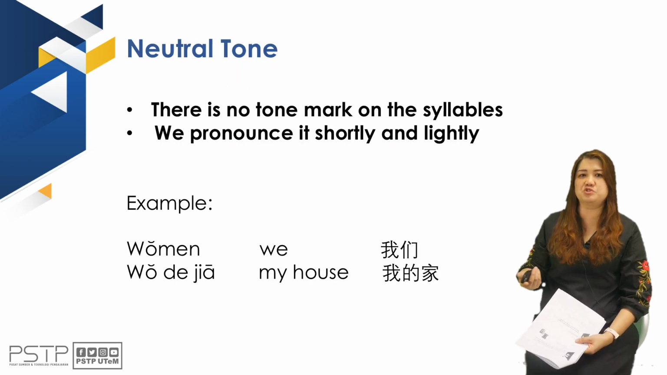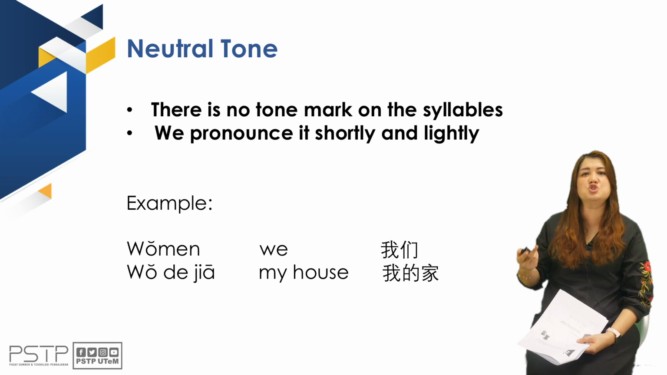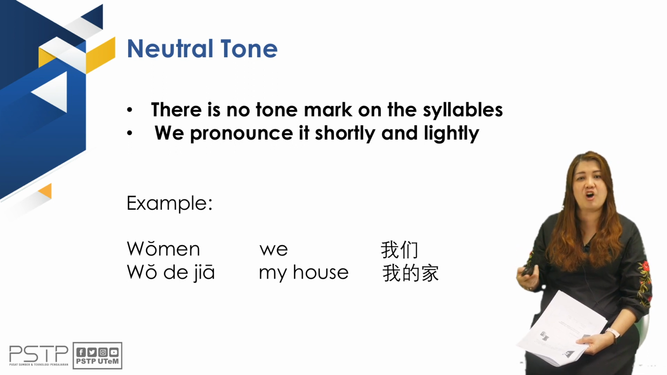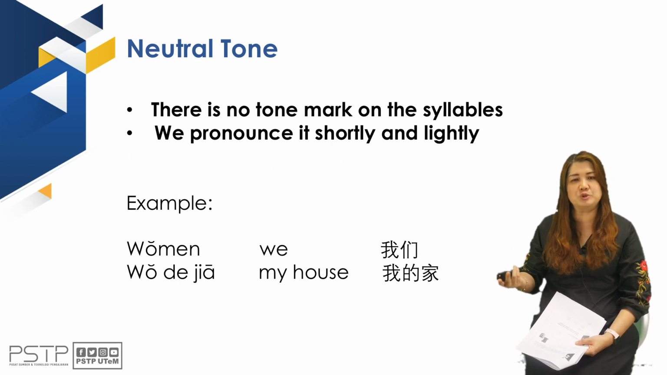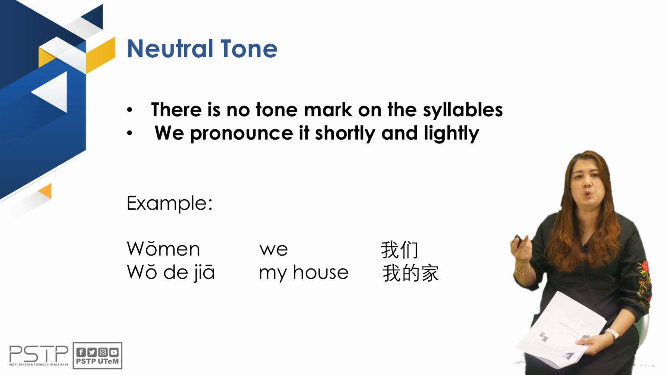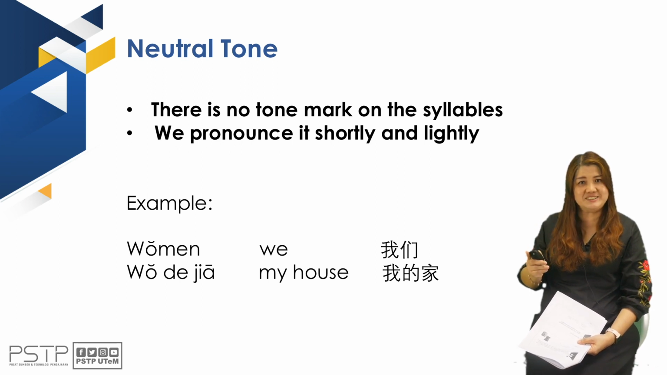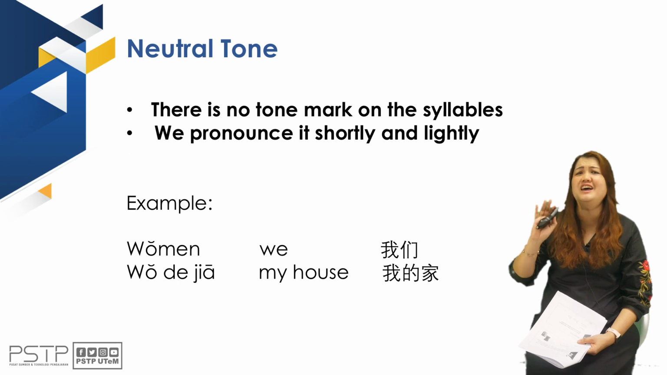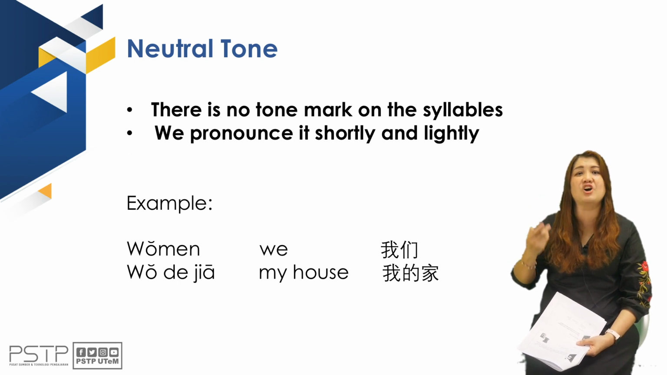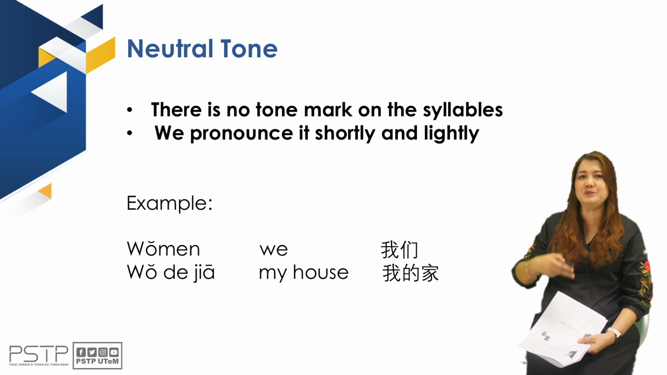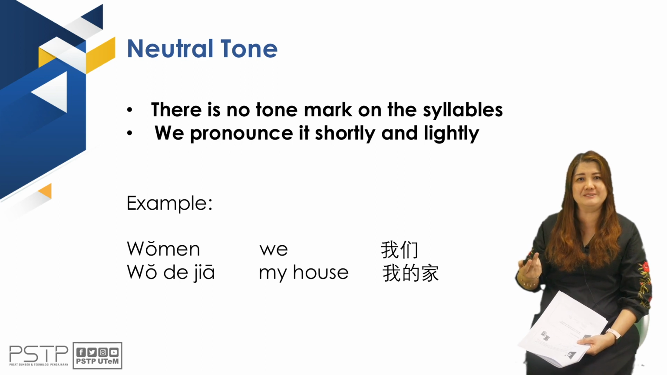So how about the neutral tone? Now I'm going to show you other examples of syllables. We call these neutral tones. How to identify neutral tone syllables? Very simple. First, there are no tone marks on top of the syllable. You couldn't find the first tone symbol, second tone symbol, third tone, or even fourth tone symbol.